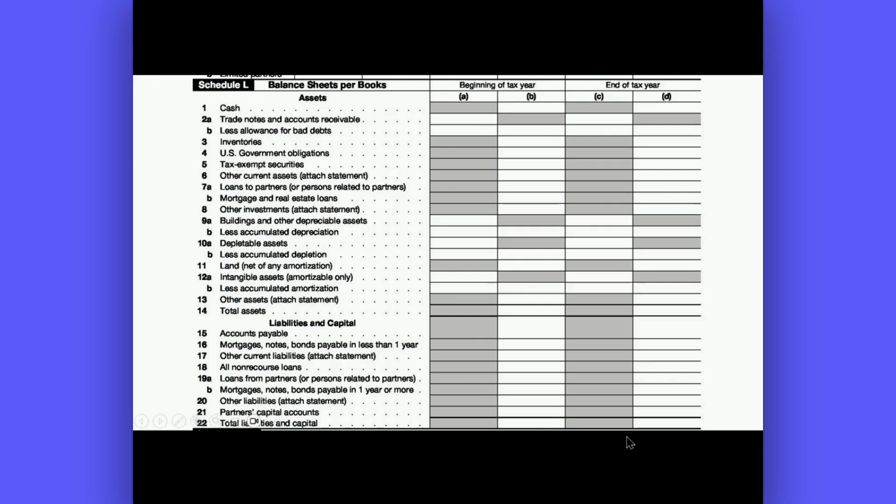So let's look a little closer at Schedule L. So this is just your basic balance sheet. And you'll see this similar balance sheet on the rest of the entities we will look at as well. This is your balance sheet per books, beginning of the tax year and end of the tax year. So you're going to put them out here. And then it just goes through all of your assets, all of your liabilities and capital. And you can see the capital section here is called partners capital accounts. Of course, that'll look different when we look at the corporations, but that's what the equity section of the balance sheet looks like for the partnership. And then you get your total liabilities and capital at the bottom.